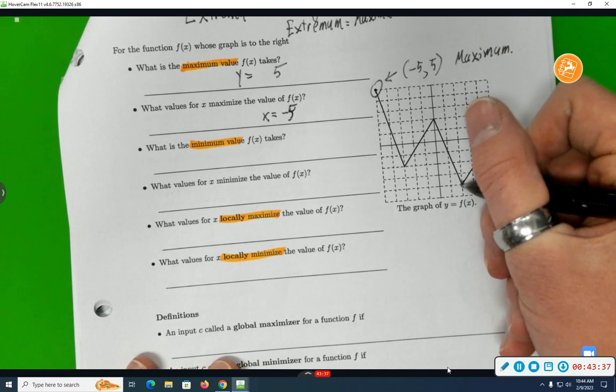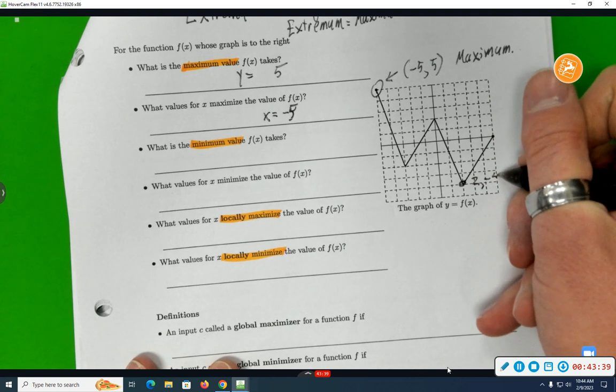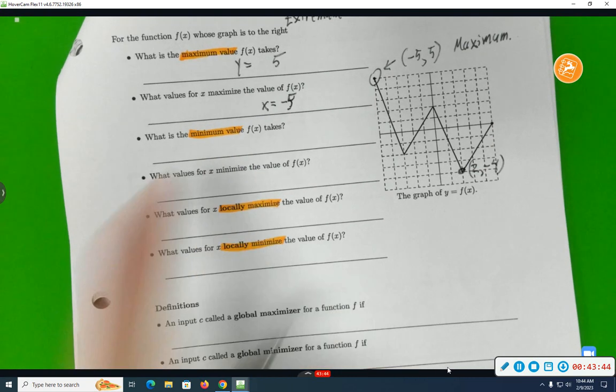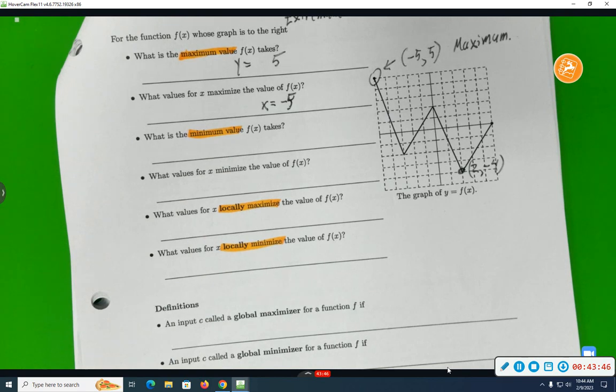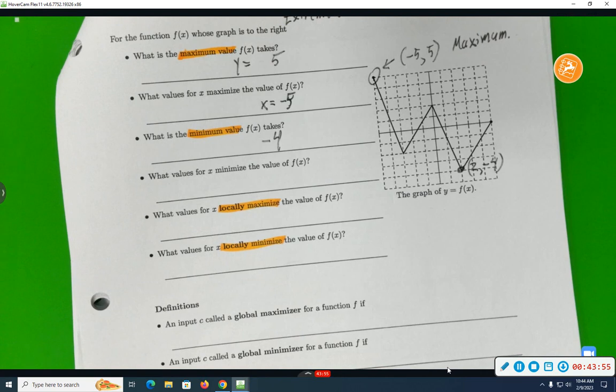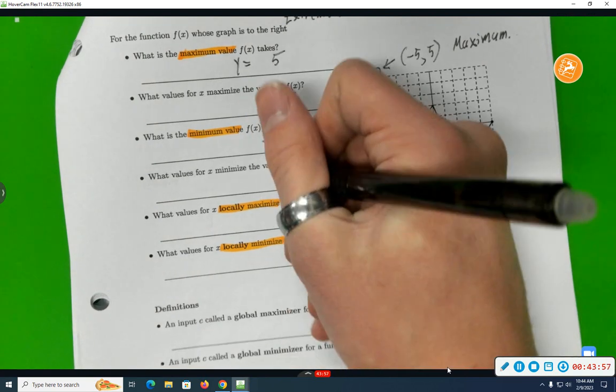2, -4. Awesome. So, let's now parse that into answering the exact questions as asked. What is the minimum value that this function takes? -4. And what input produces that minimum value? 2.